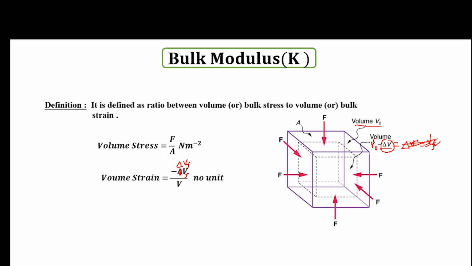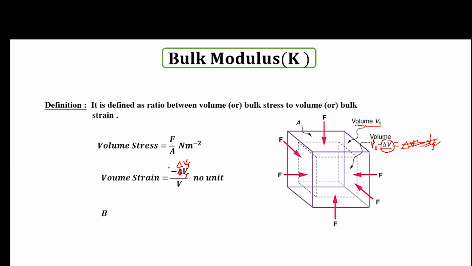In general, the strain we can define as the change in dimension to the original dimension. That's why it is the change in volume divided by the original volume. Why does this minus sign appear? Because when we give the bulk stress, the change in volume is negative, because the volume is decreasing. That's why the negative sign.